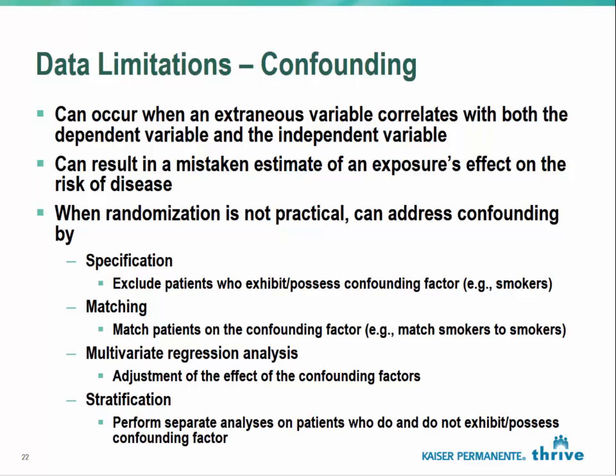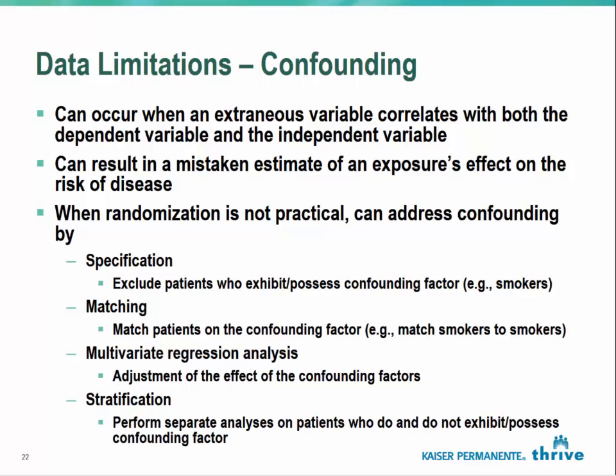Another way around it would be matching. We can match on the confounding factor. That takes a bit of sophisticated software. You don't want to do it by hand. You would run it through so it's truly random, but in this case you would match patients who have an exposure of smoking to other patients who have an exposure of smoking.